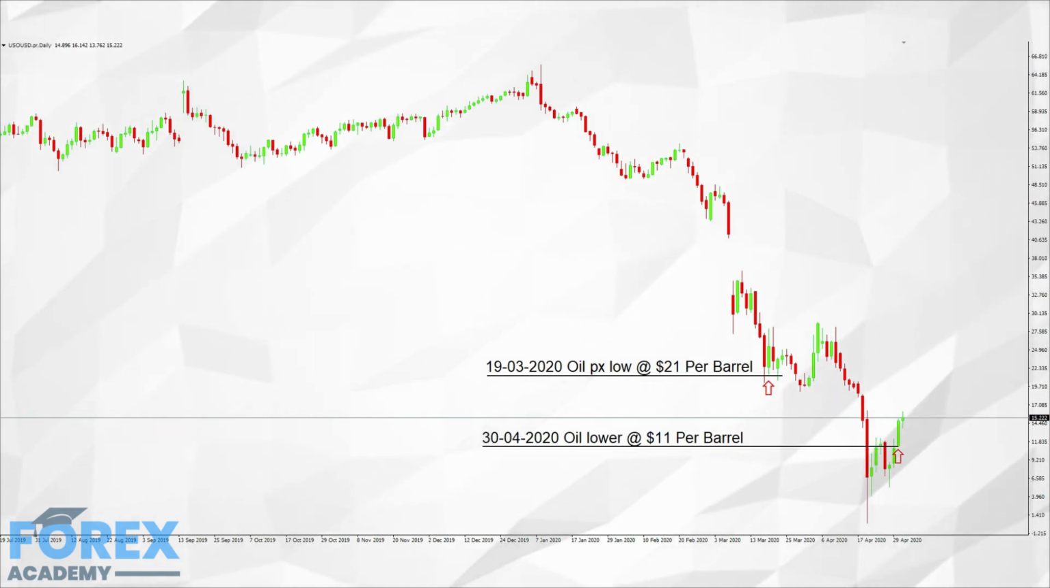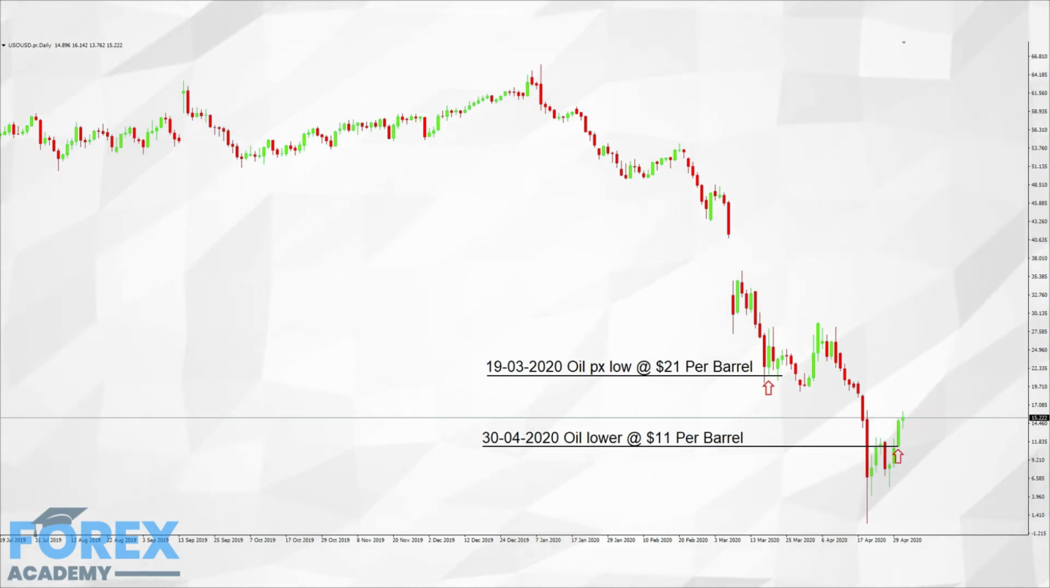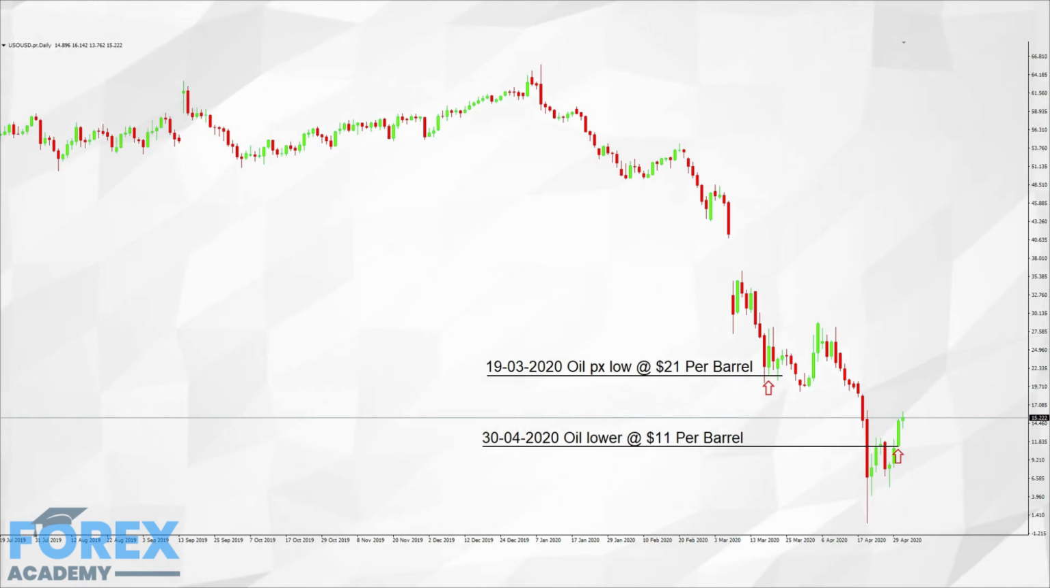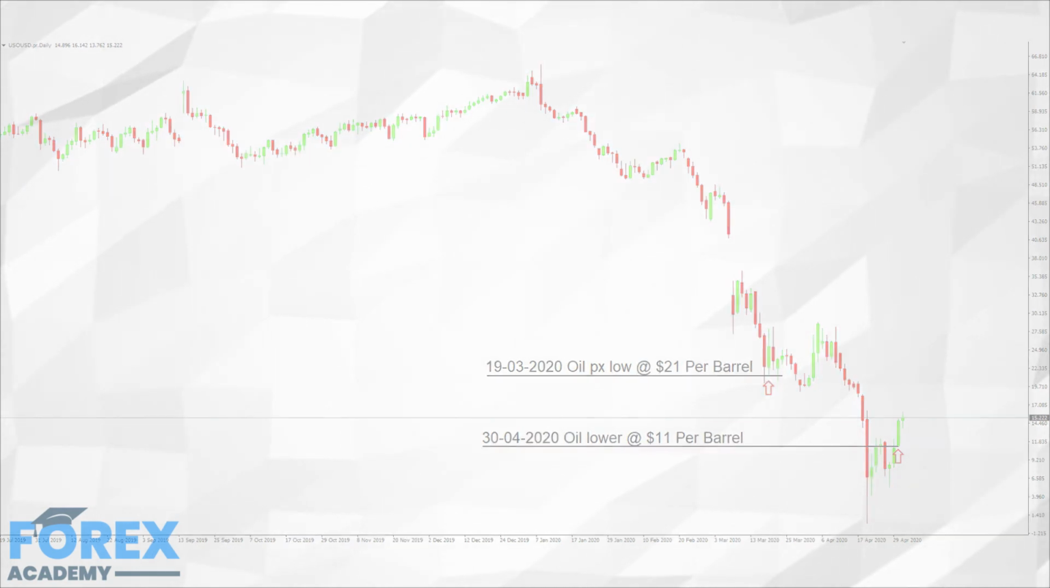At one point it went into negative territory to minus $40 a barrel for WTI for May's futures contract, which is the first time in history that this has ever happened. But at this point we can see that the price has somewhat recovered to $11 per barrel, and we might therefore expect that the Canadian dollar has also weakened.